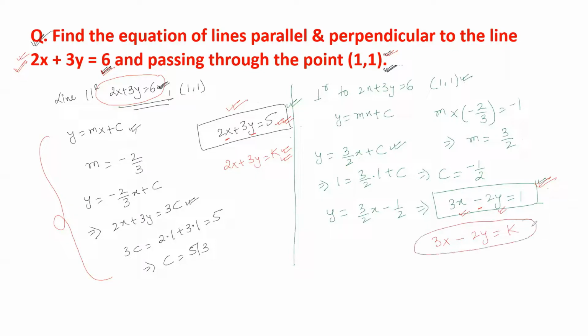And again, this constant we can find simply by using the other condition, that the line is passing through the point (1, 1). So if we put the values of x and y as 1 and 1, the value of k would be 1. So the equation of the line would be 3x minus 2y equal to 1. So we can directly use this shortcut to find the equation of a line parallel and perpendicular to a given line.